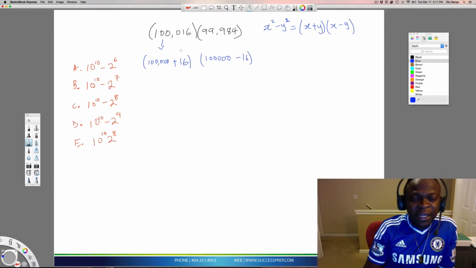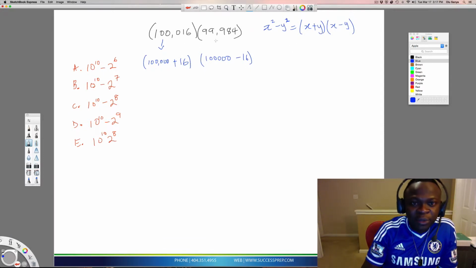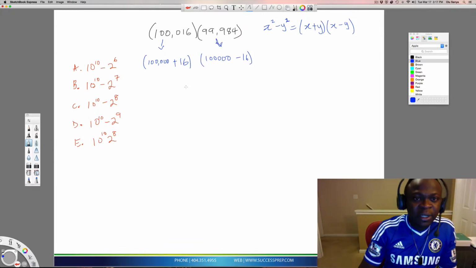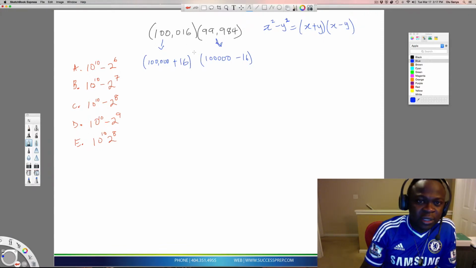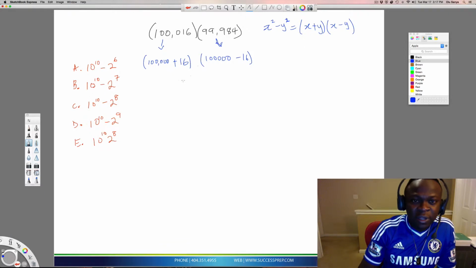Now you may sit there and say, well, there's no way I'm going to know that, there's just no way I will have figured that out. Well, that's why you study, obviously. And as you're studying, one of the things you want to recognize is they just don't want you to multiply these two things together. So you're looking for, okay, what is unique about these numbers? Well, this is 16 more than 100,000, and this is 16 less than 100,000, and that's what we've written here. So that gives us this.